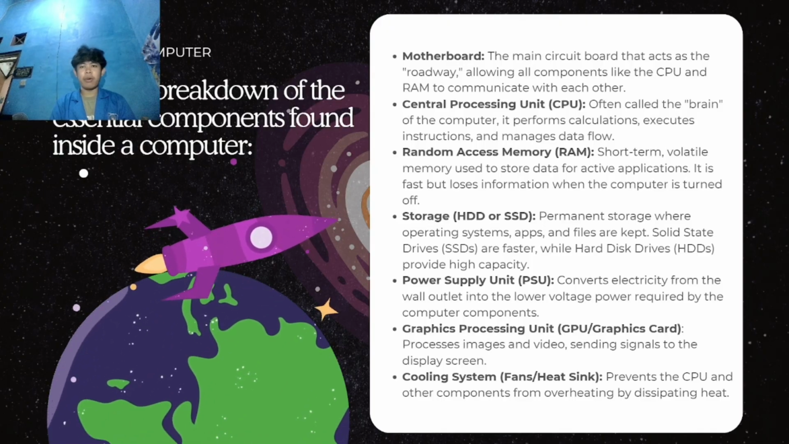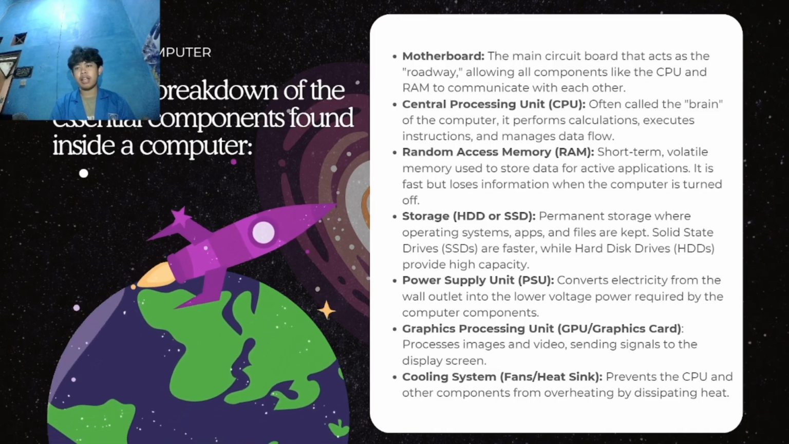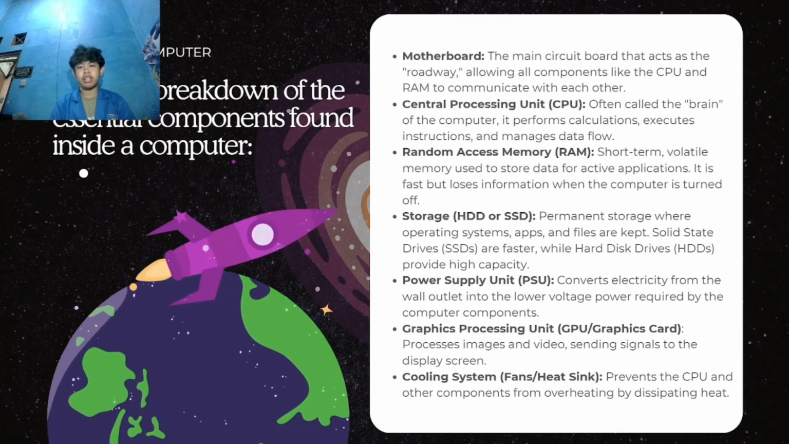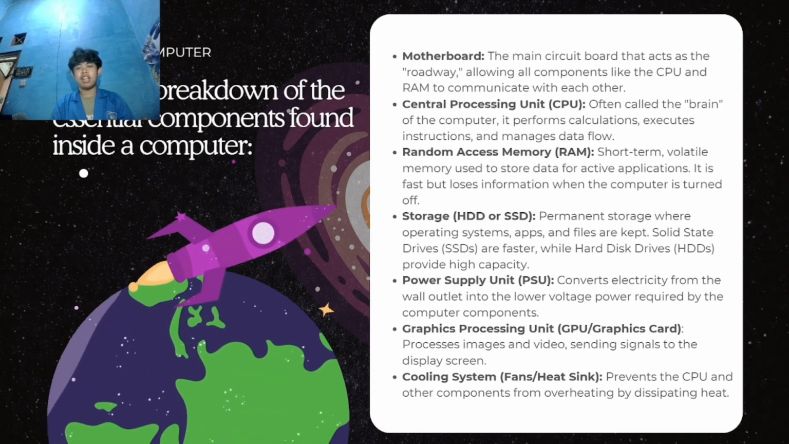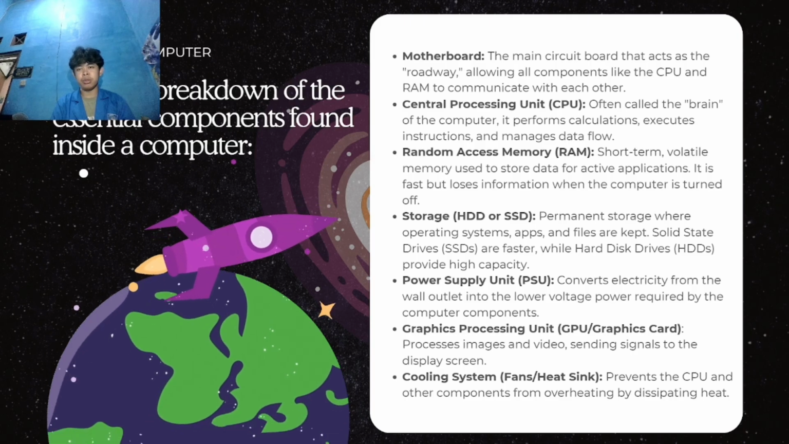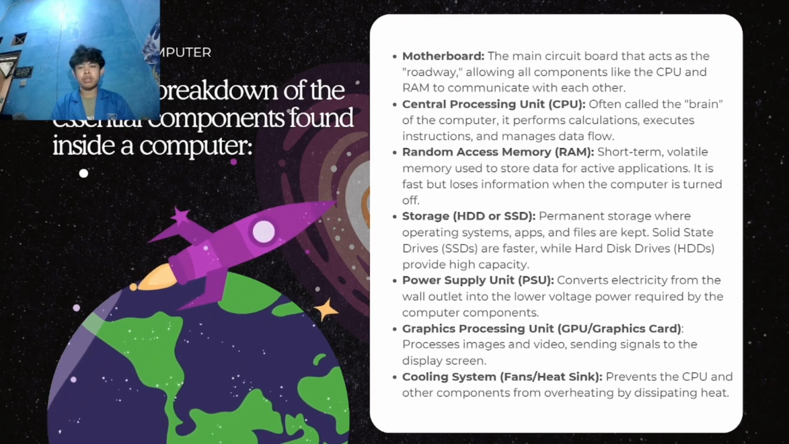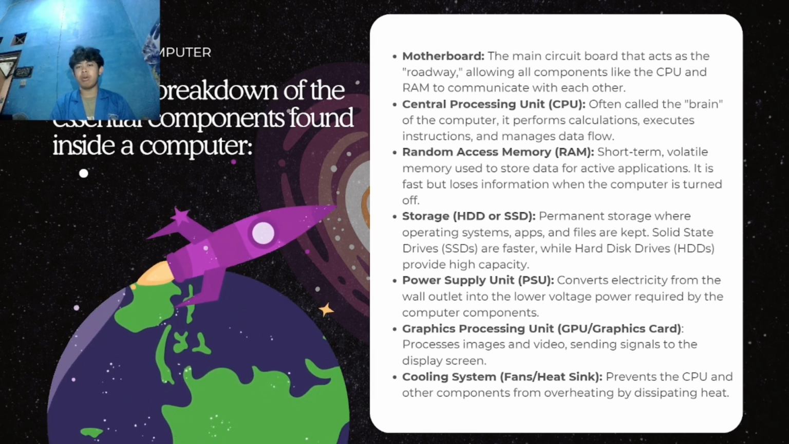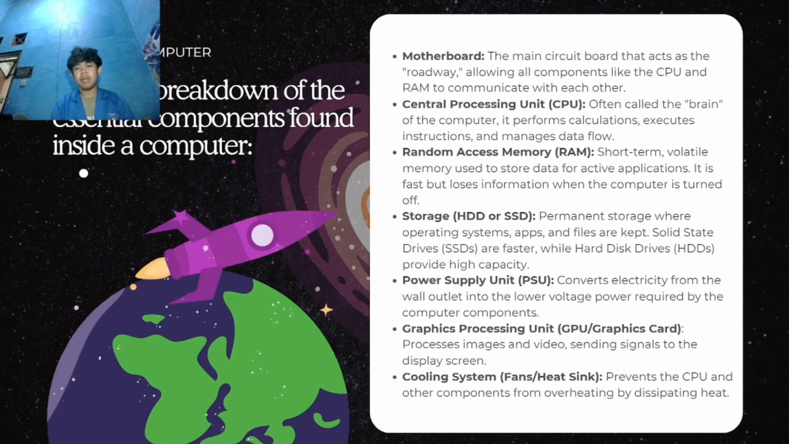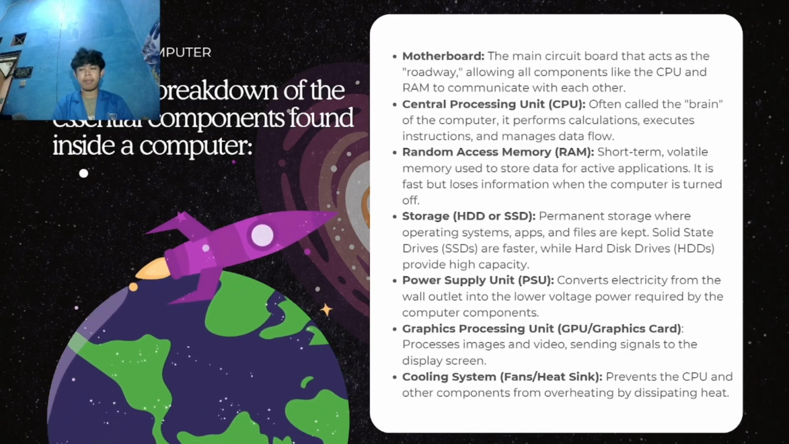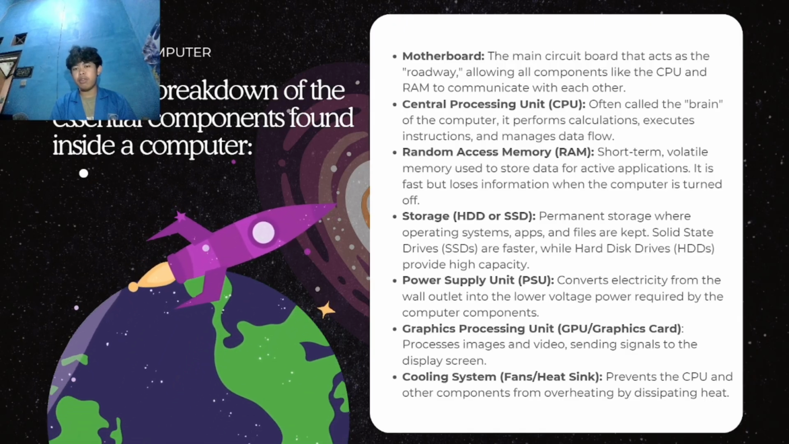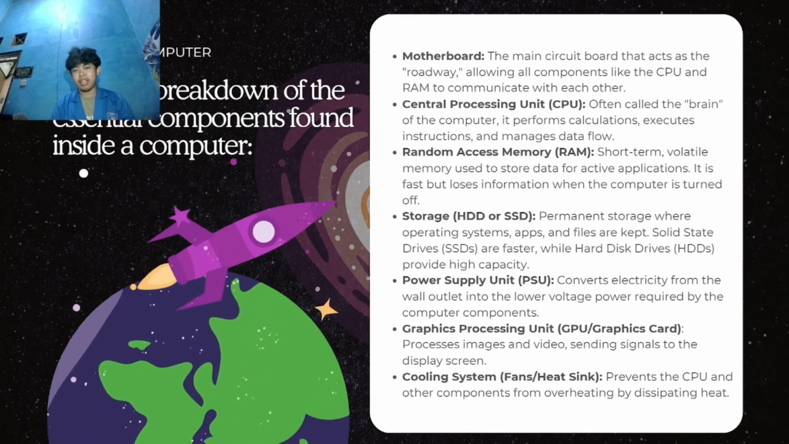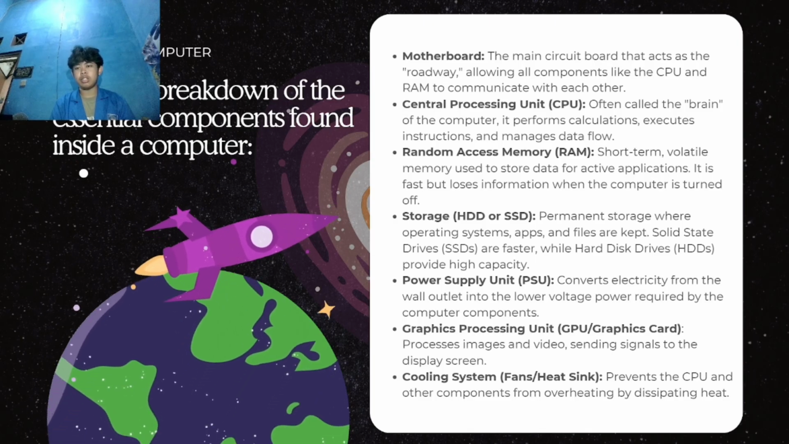The number one is motherboard, the main circuit board that acts as the roadway, allowing all components like the CPU and RAM to communicate with each other. The number two is central processing unit or CPU, often called the brain of the computer. It performs calculation, executes instruction, and manages data flow. Number three is random access memory or RAM, short-term volatile memory used to store data for active application. It is fast but loses information when the computer is turned off.